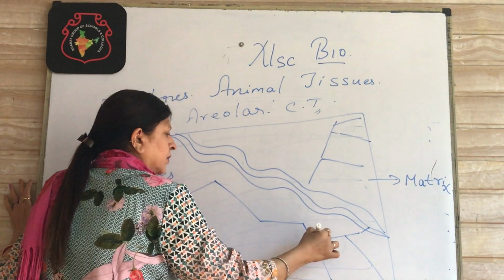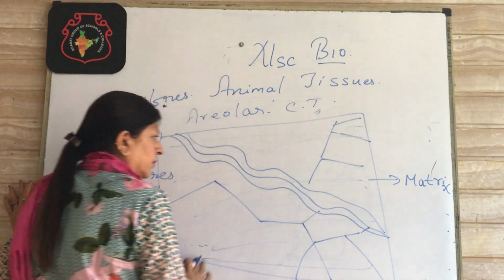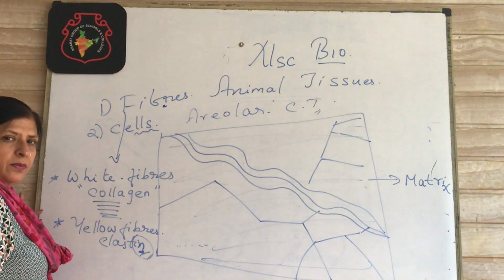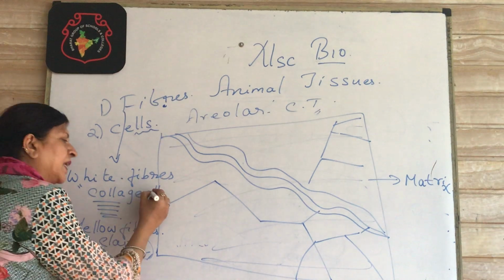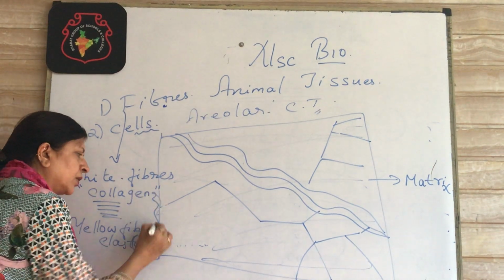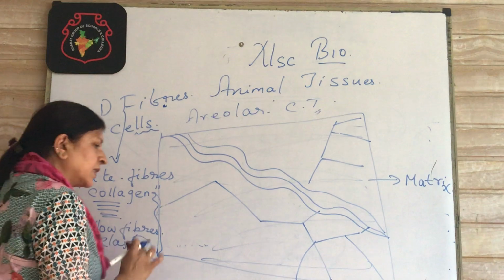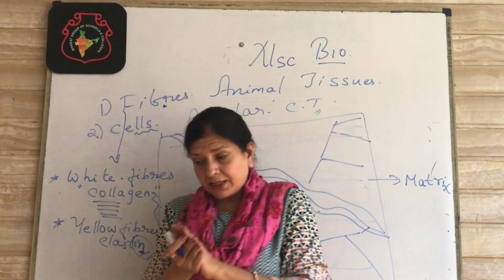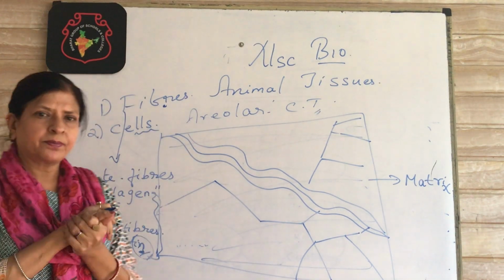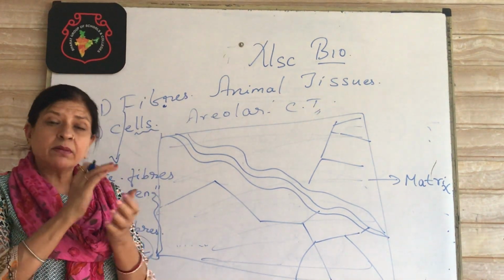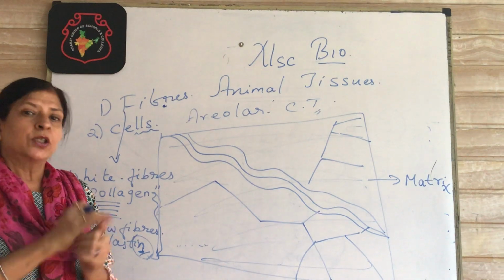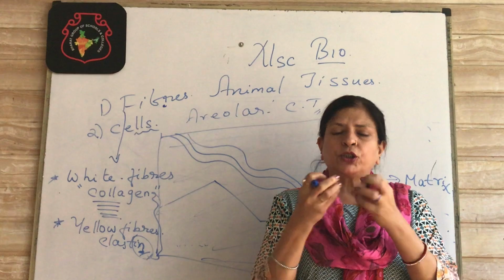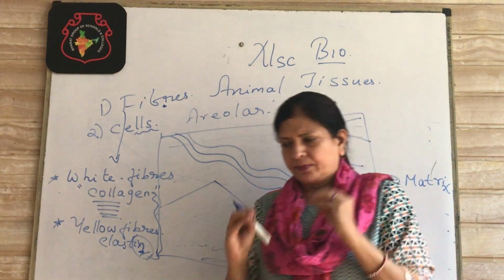You see the branches? These are unbranched and these are branched. Basically, these two combination, collagen and elastin, give the tissue elasticity, flexibility, strength, support, so that the tissue is able to manage with the movement.